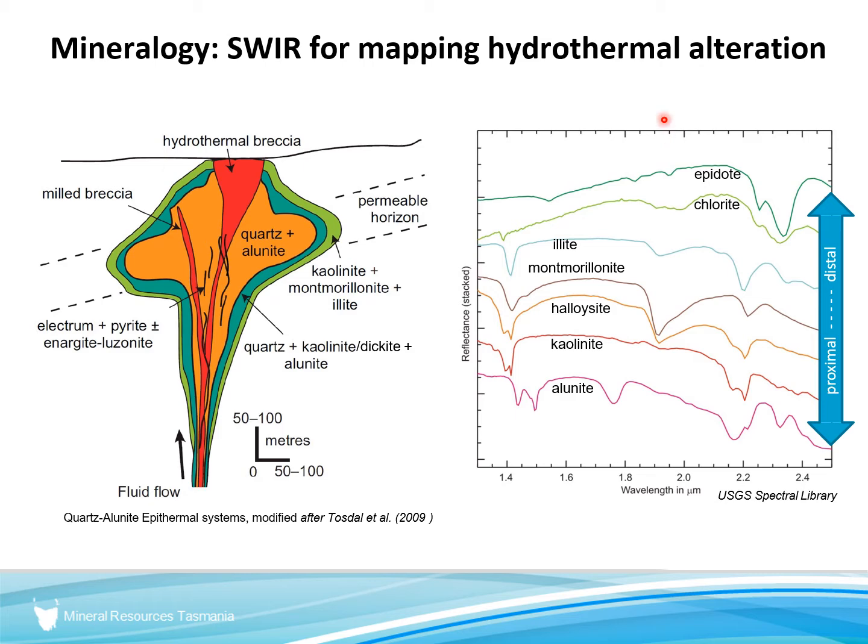So all of this can be identified firstly with the HyLogger, and secondly can be quantified. So we can say how much alunite compared with kaolinite. Is it increasing this way or this way? Are we getting closer or further from the core of the system?